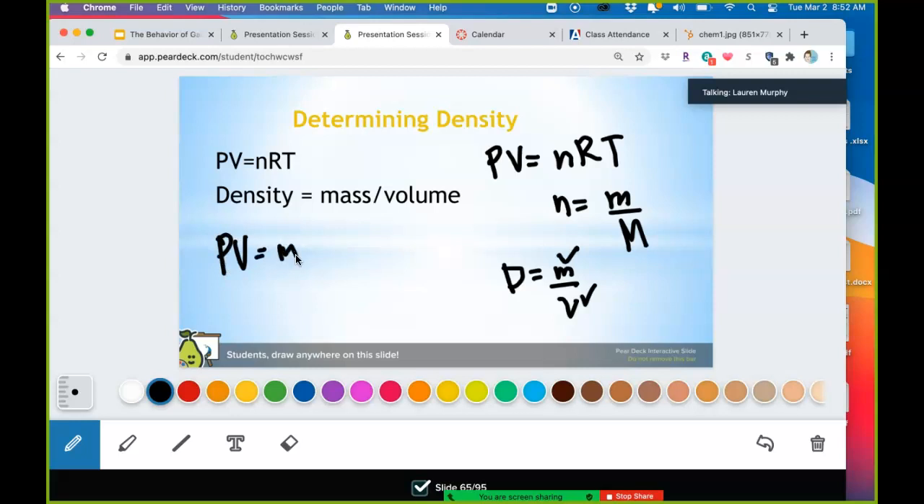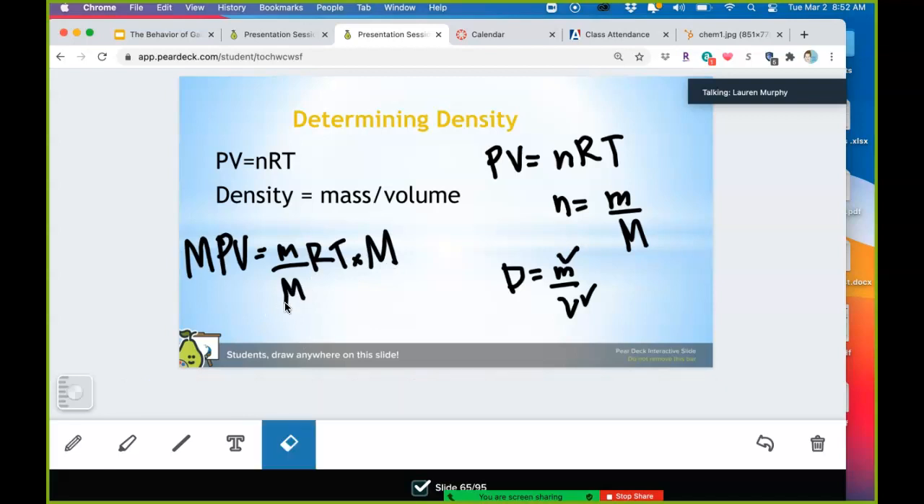PV equals mass over molar mass, times RT. This is what we've been doing. Now, I'm going to rearrange this so I get mass divided by volume by itself, because that is what density is. So I'm going to put molar mass up here. Multiply both sides by molar mass, right? That will get rid of the molar mass.